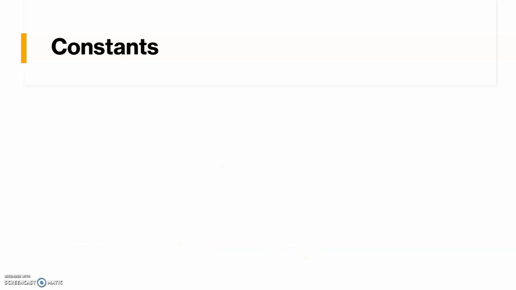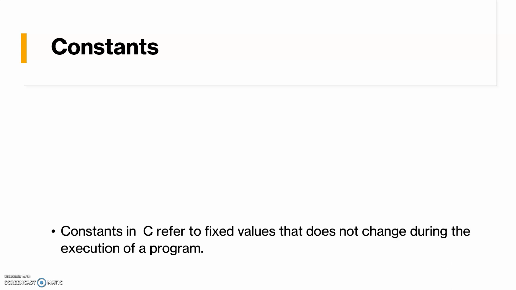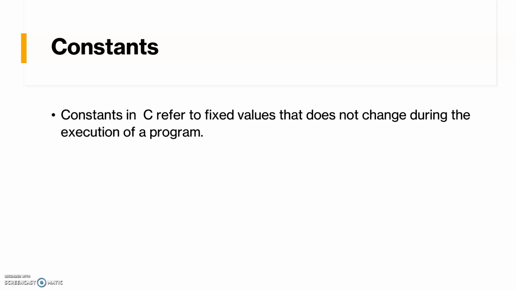So let us move to the next type of token, that is your constant. The name itself is telling that constant is nothing but fixed. Whenever you want to give a fixed value to any variable, it means the value of that variable you don't want to change throughout your program. That can be done by using your constant token.